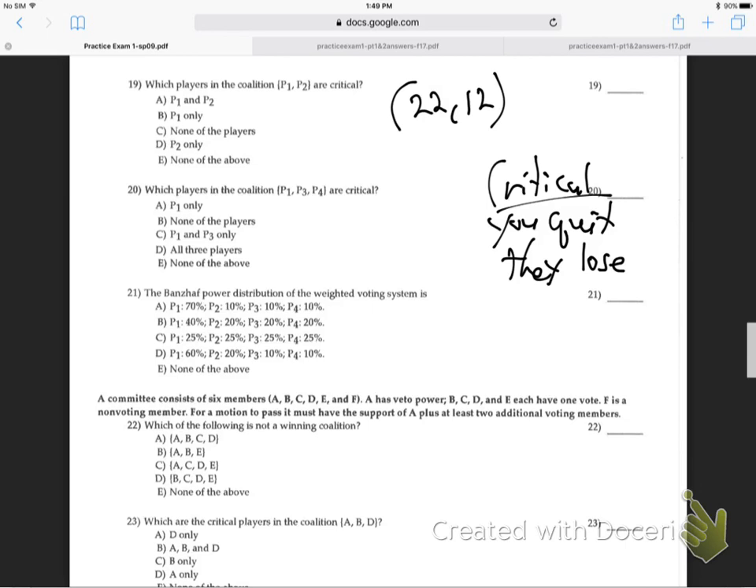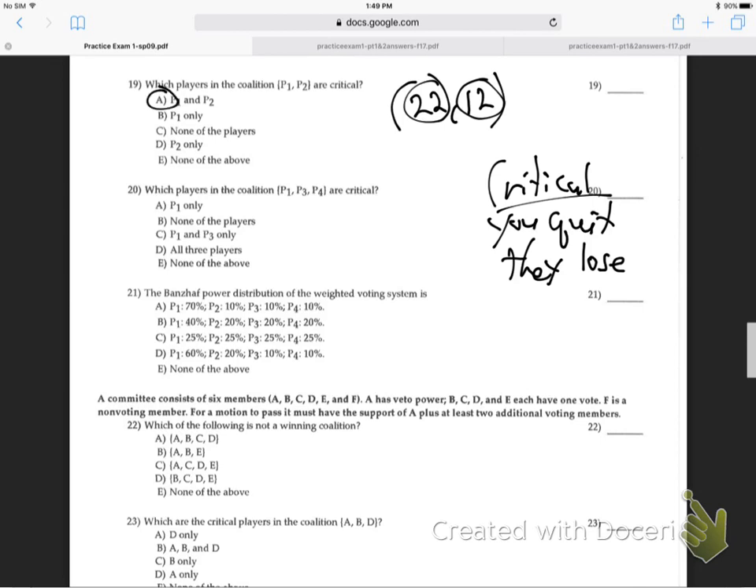So if the 22 quits, will that team lose? Yeah. They'll only have 12 votes. It takes 25 in this system. So is 12 also critical? Yeah, we remember in 2-player teams, they're always both critical, aren't they? So they're both critical. P1 and P2, both are critical.